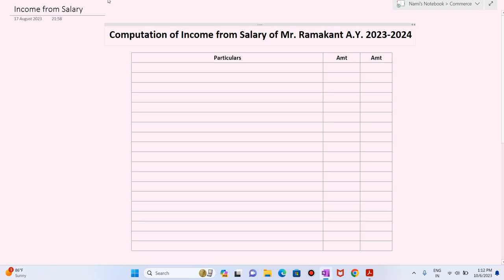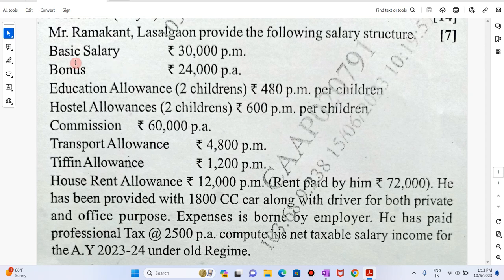First, prepare the table. Give the heading computation of income from salary of Mr. Ramakant assessment year 2023-2024. After giving the heading, prepare the table. Now first point is what? Basic salary. Basic salary is how much? Rupees 30,000 per month.